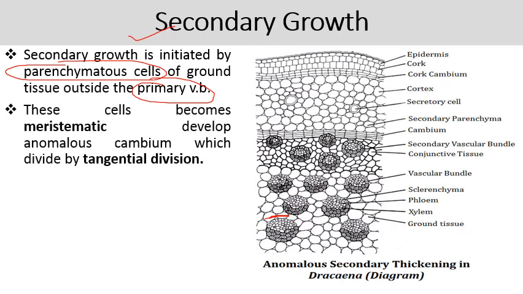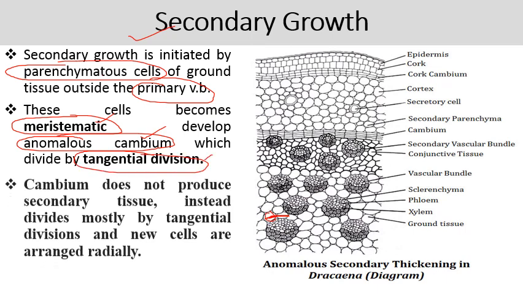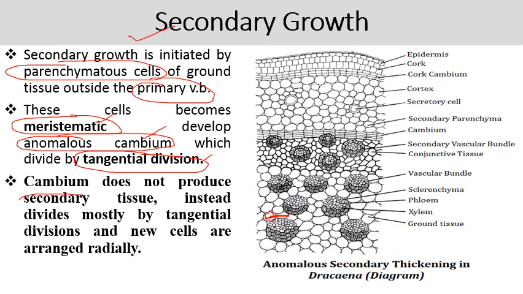These cells becoming meristematic means they regain their power of cell division and develop anomalous cambium, which divides by tangential divisions. This cambium does not produce secondary tissue. Instead, it divides mostly by tangential divisions, and new cells are arranged radially.